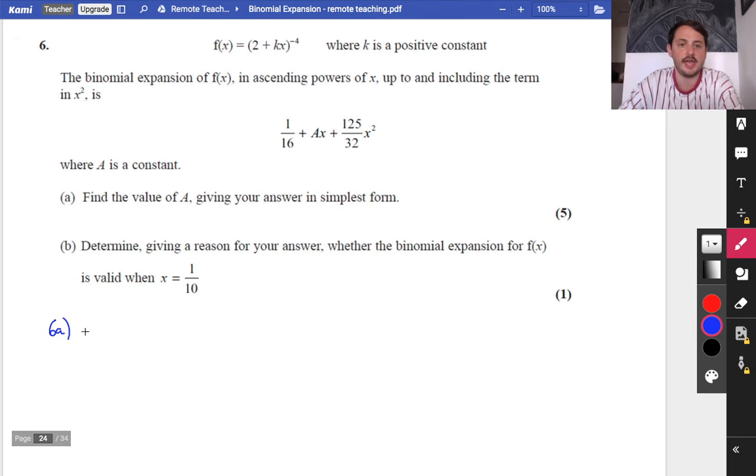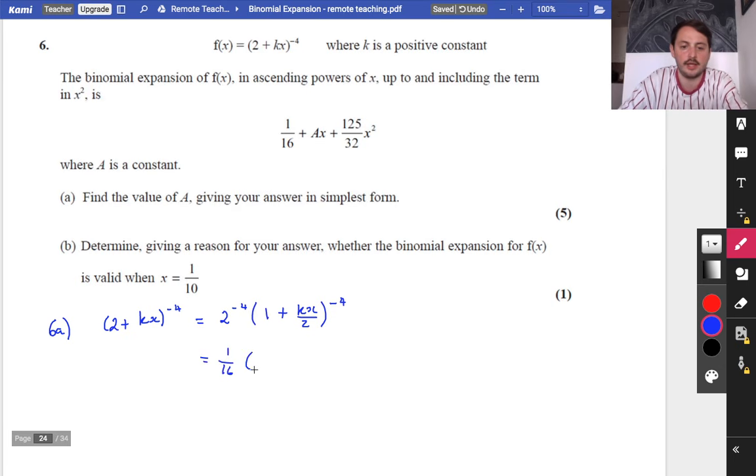So 6a, our function is 2 plus kx to the power of minus 4. Now to do that binomial expansion, I've got a 2 here, which I don't want. So I'm going to have to do the 2 to the minus 4. I'm going to have to factor out that 2 and leave it as 1 plus kx over 2, all to the power of minus 4. Now 2 to the power of minus 4 is 1 over 16, and then I've got 1 plus kx over 2 to the power of minus 4. So here our n is minus 4, and our x value, this thing that we've got inside here, is going to be our kx over 2.